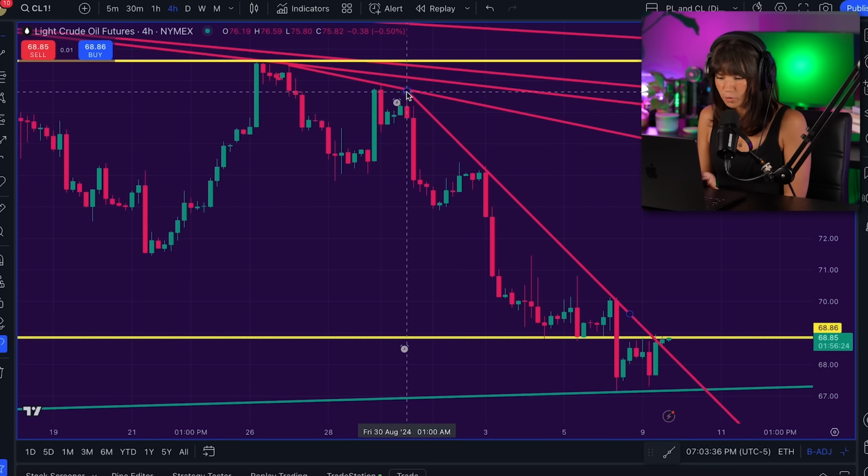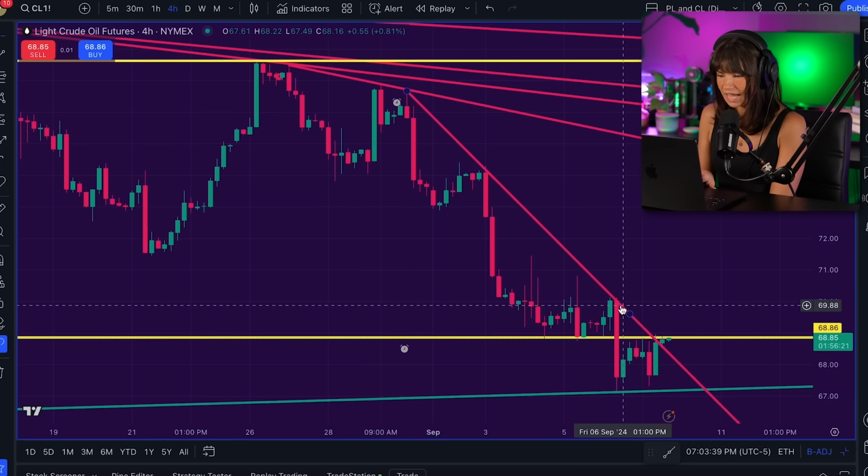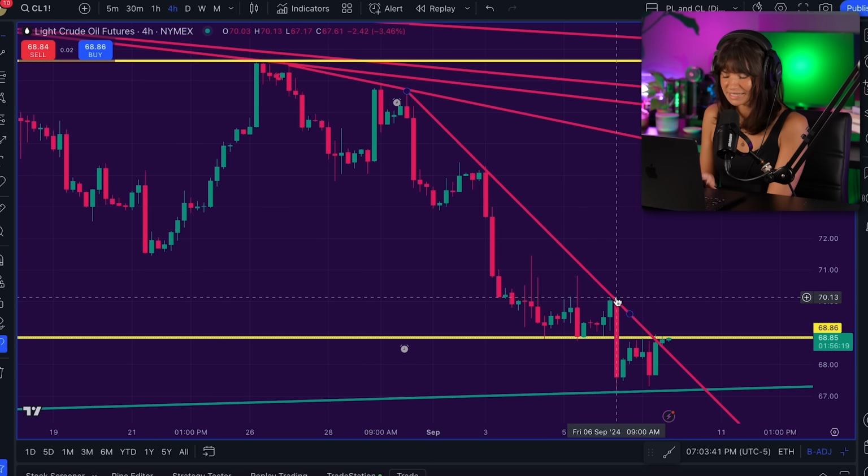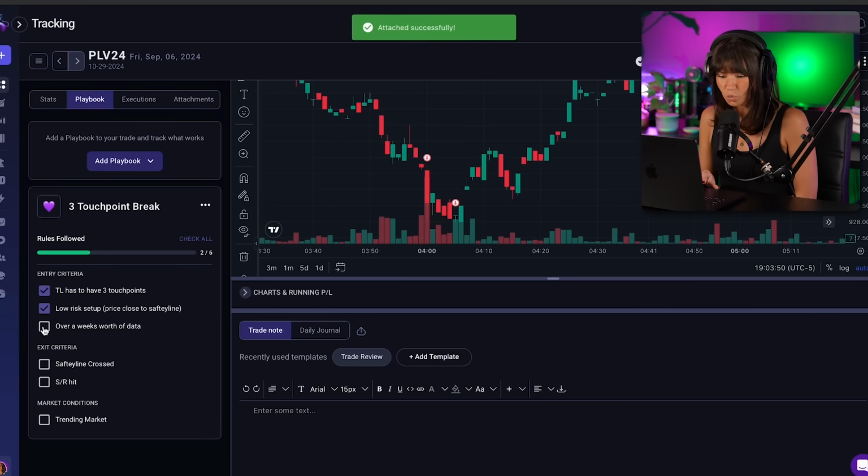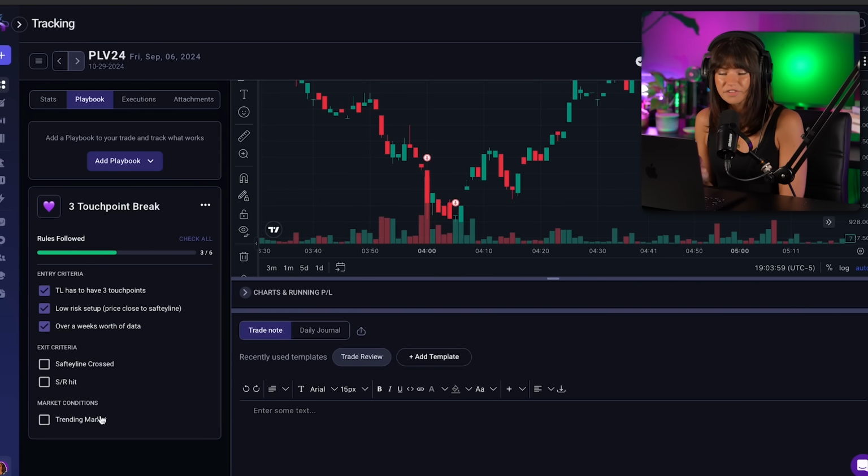Okay, but is there more than a week's worth of data on this trend line? We've got the first touch point here on August 30th and the last touch point here on September 6th. We absolutely have over a week's worth of data on this trend line. That's amazing. So we can go ahead and check that box off.